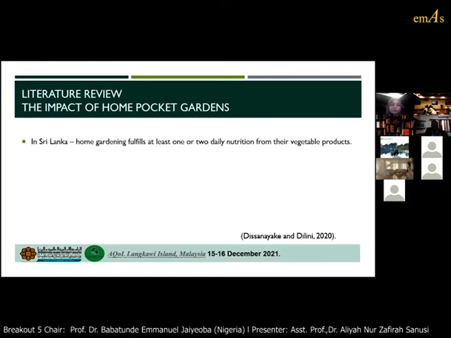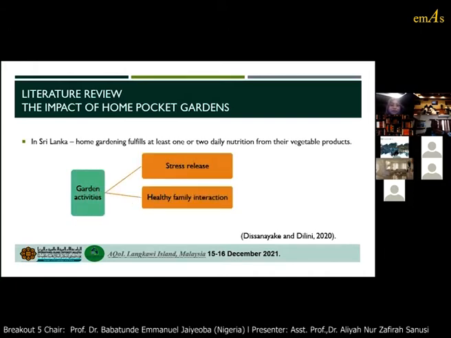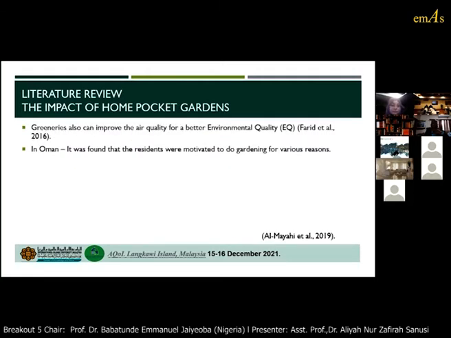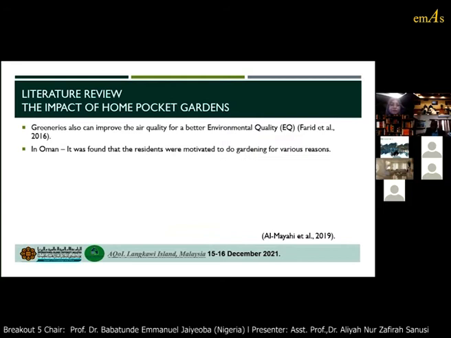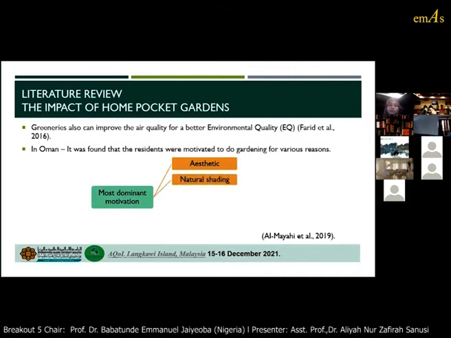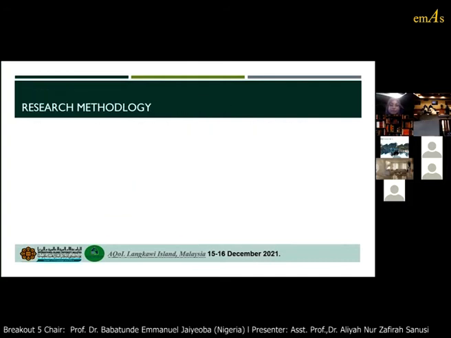Whereas in Sri Lanka, home gardening fulfills at least one or two of their daily nutrition needs from their vegetable products. And the garden activities provide stress relief and healthy family interactions and social unity during the COVID-19 pandemic. And in Oman, it was found that residents were motivated to do gardening for various reasons: aesthetic purposes, natural shading, pastime activities, and food source.